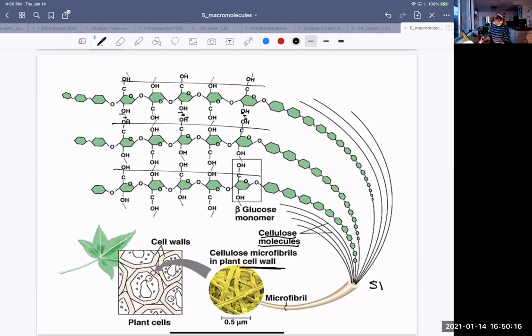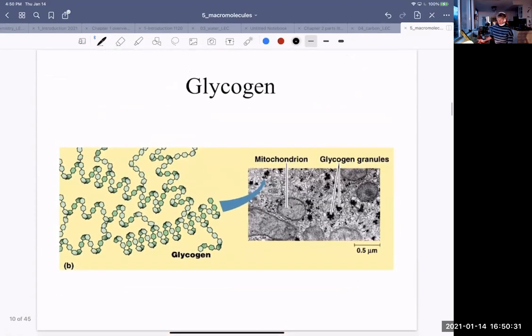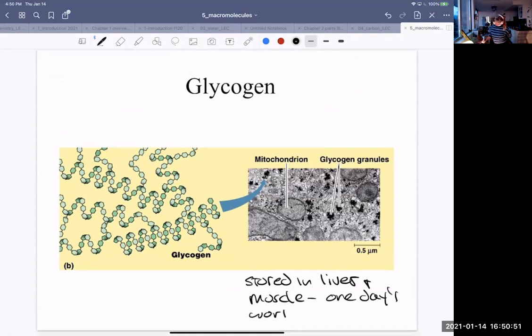Glycogen is stored in the liver and muscle, but there's only about a day's worth. If you don't eat for a day, then you've used up your carbohydrates.